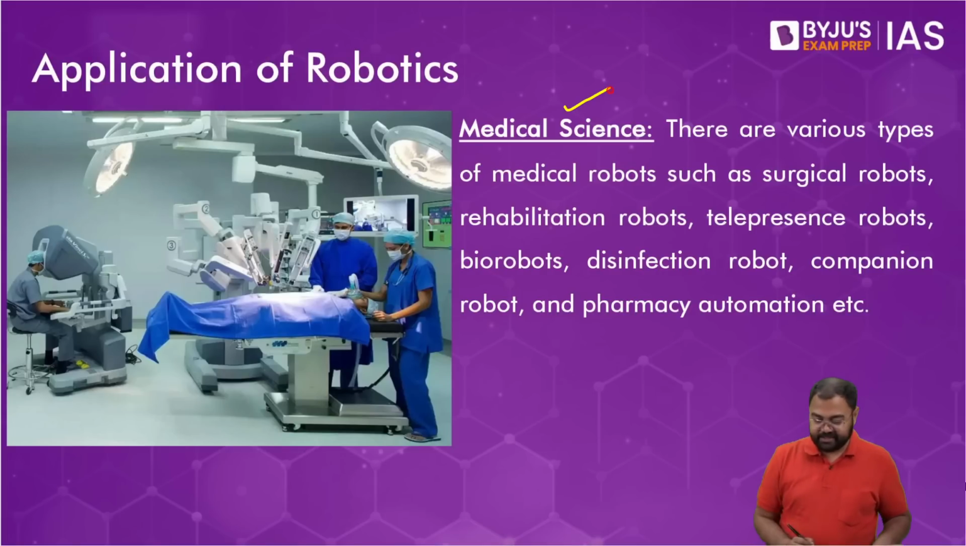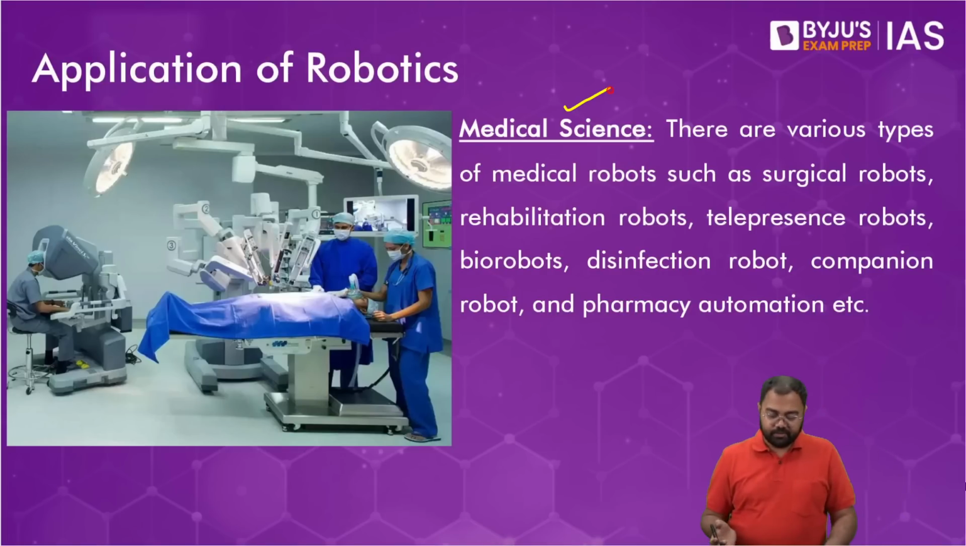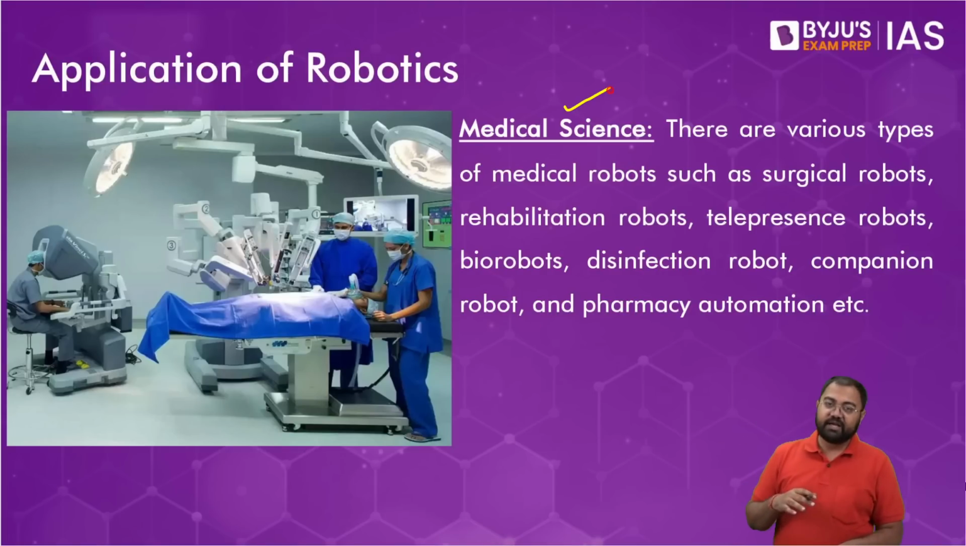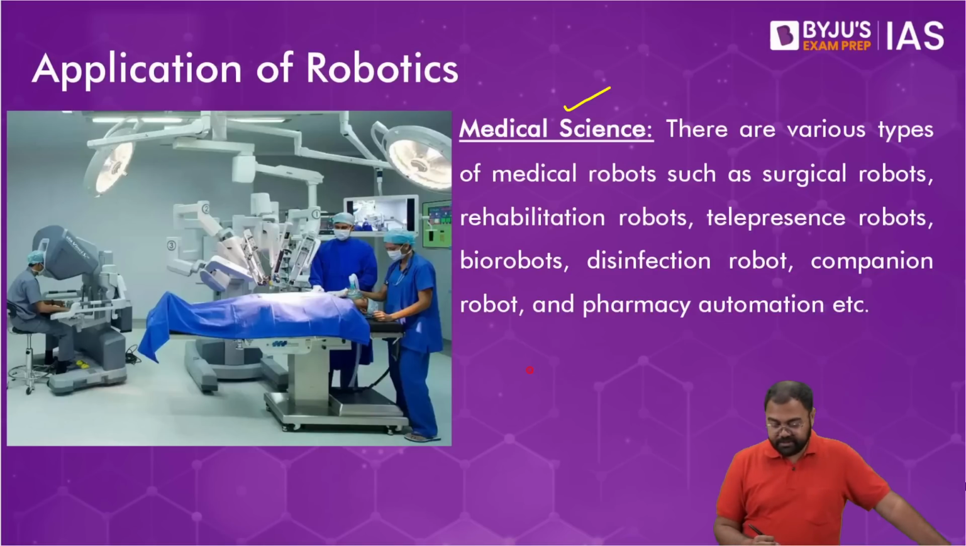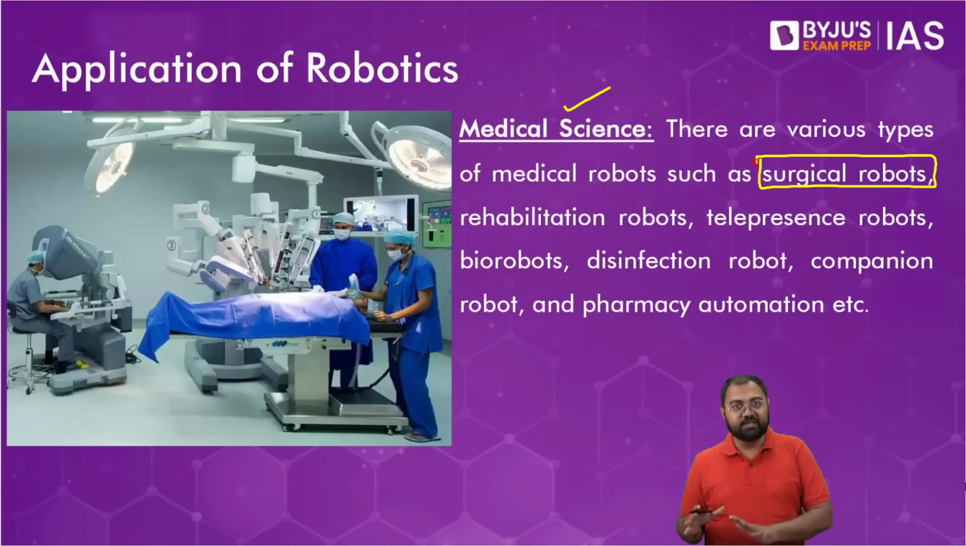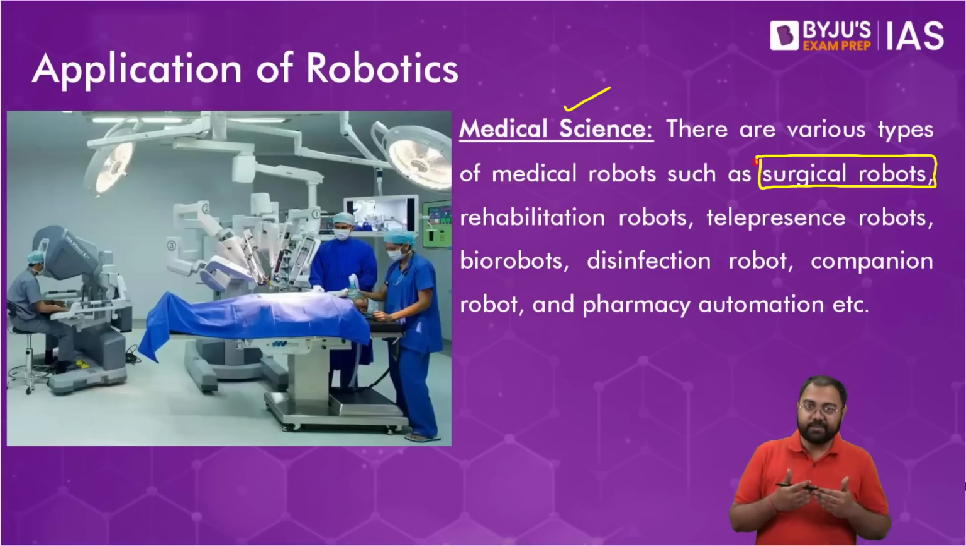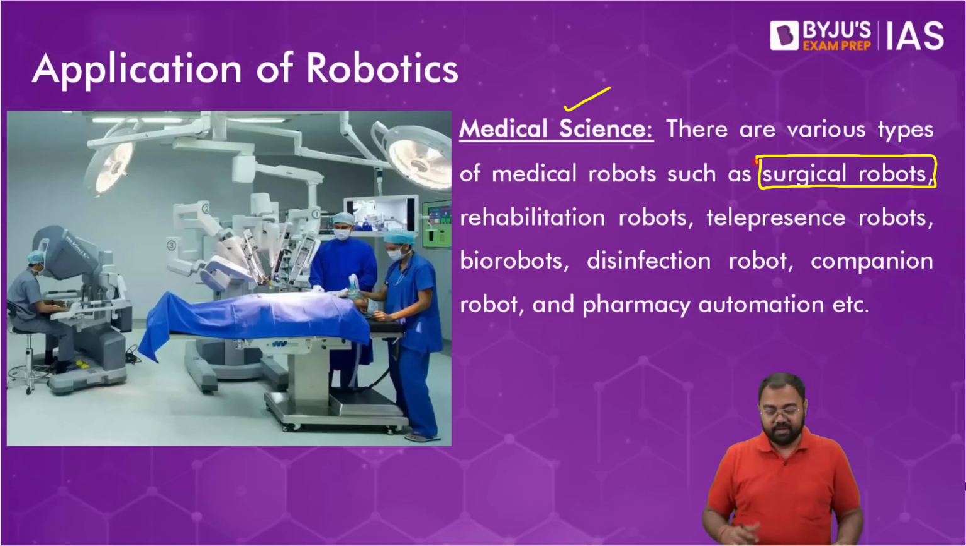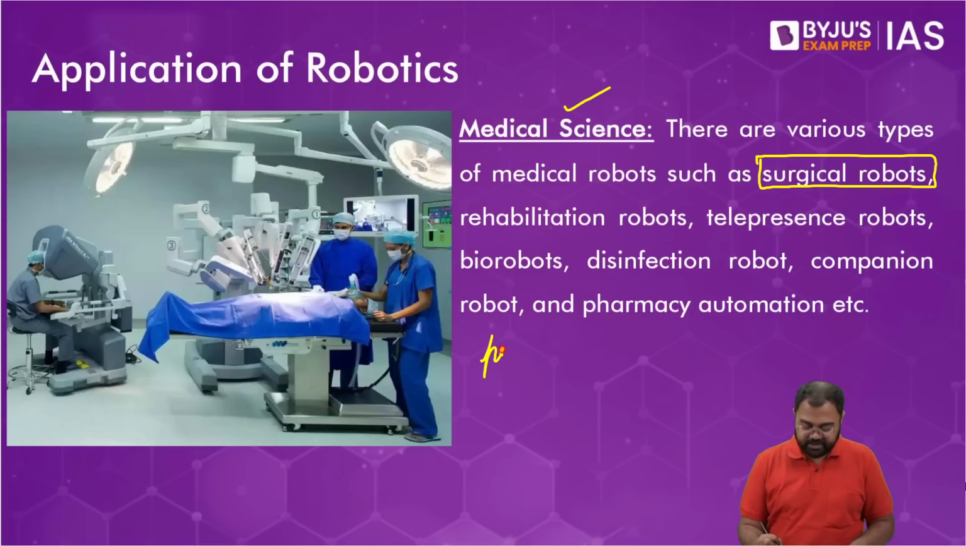Then in medical science, we have surgical robots, we have rehabilitation robots, we have different types of robots that can do various tasks. But largely, what we see today is that surgical robots have started becoming very popular, and they are being adopted by many hospitals. Now, again, in India, the penetration of these surgical robots is pretty limited right now, but we see that here also the numbers are rising. Some of the big private hospitals have already started using some of these surgical robots, and especially in something which is called precision surgery.